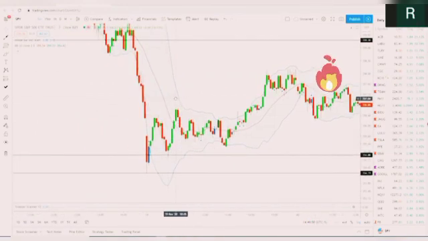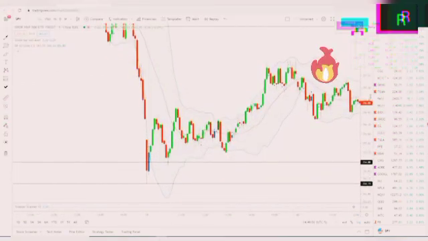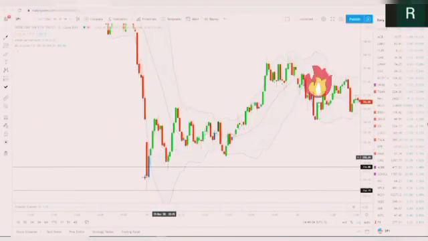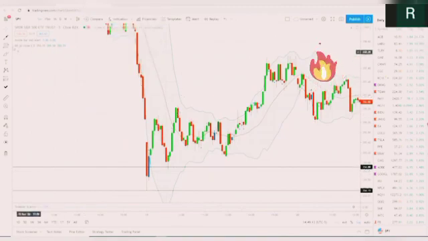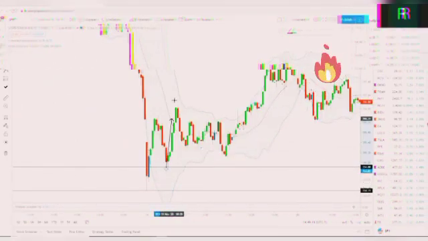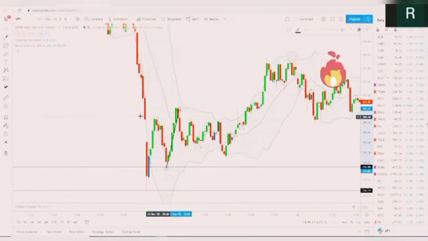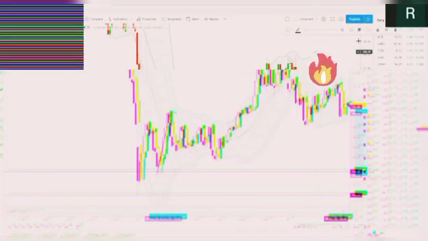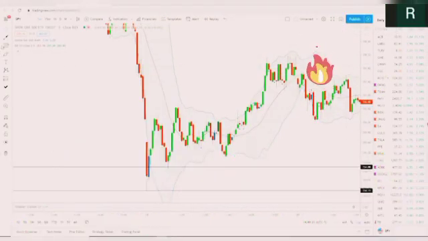Okay, all right, so now the next setup. So we have this impulsive leg. Okay, now we have another impulsive leg. As you get better, you're going to be able to see this like I do. Here's another impulsive leg up, right? We clearly break this swing high right here. Okay, and now let's draw the fib for that, and let's see what happens.